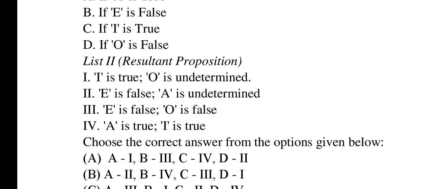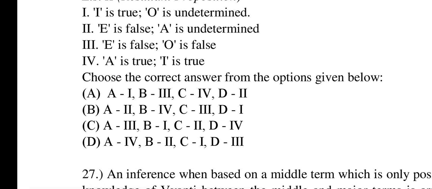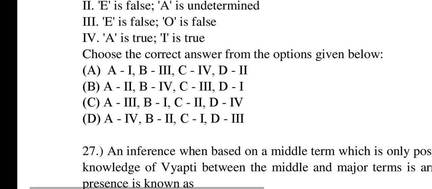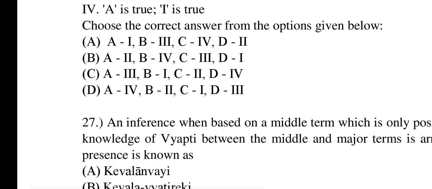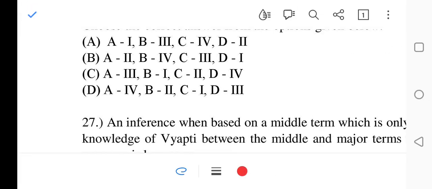1, I is true, O is undetermined; 2, E is false, A is undetermined; 3, E is false, O is false; 4, A is true, I is true. Choose the correct answer from the options given below. A1, B3, C4, D2; A2, B4, C3, D1; A3, B1, C2, D4; A4, B2, C1, D3. The correct option for this question will be C: A3, B1, C2, D4. Sorry, 26 is C.